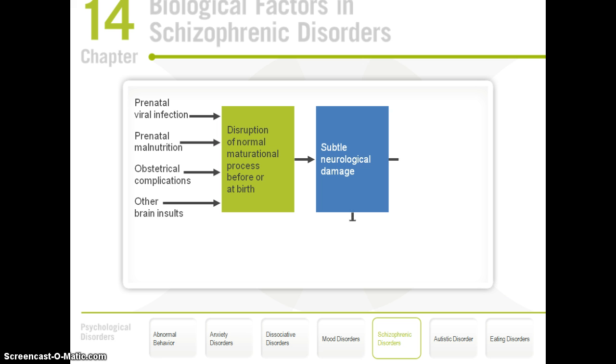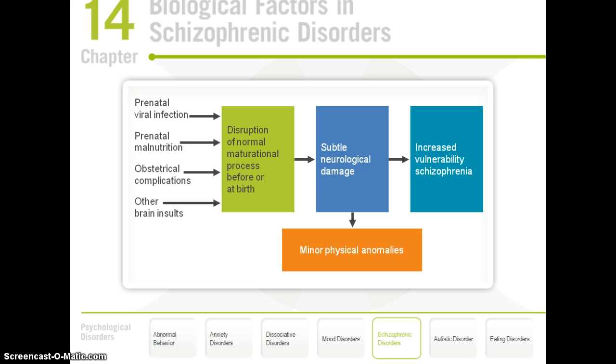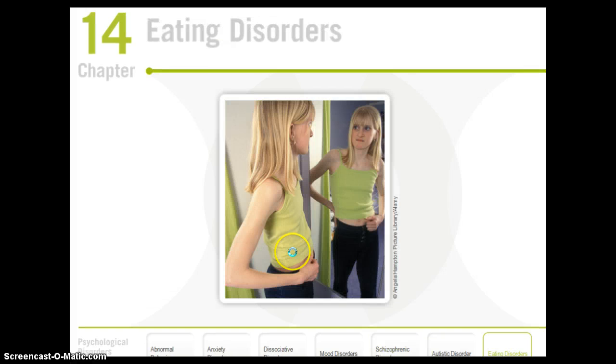The neurodevelopmental hypothesis of schizophrenia asserts that schizophrenia is caused in part by disruptions in the normal maturational process of the brain before or at birth.